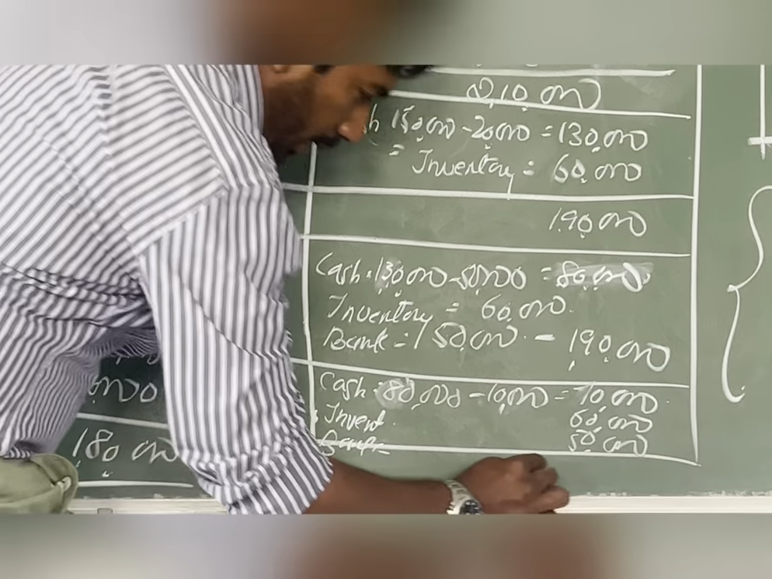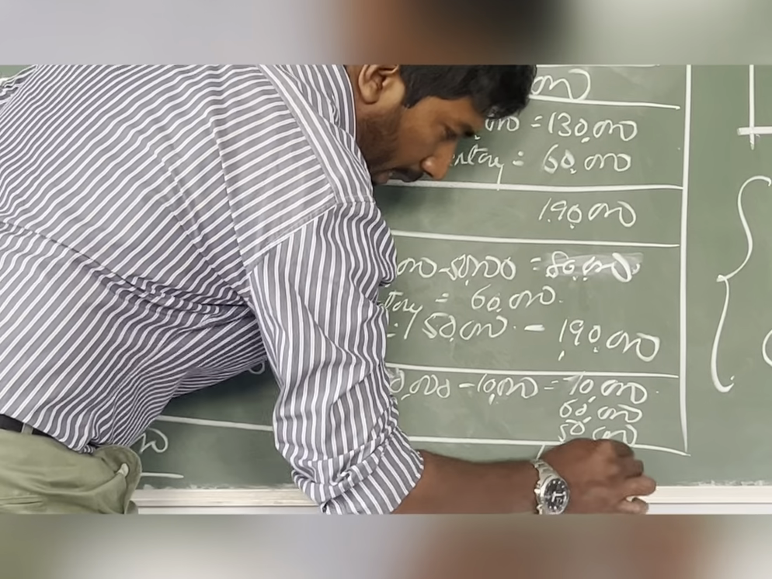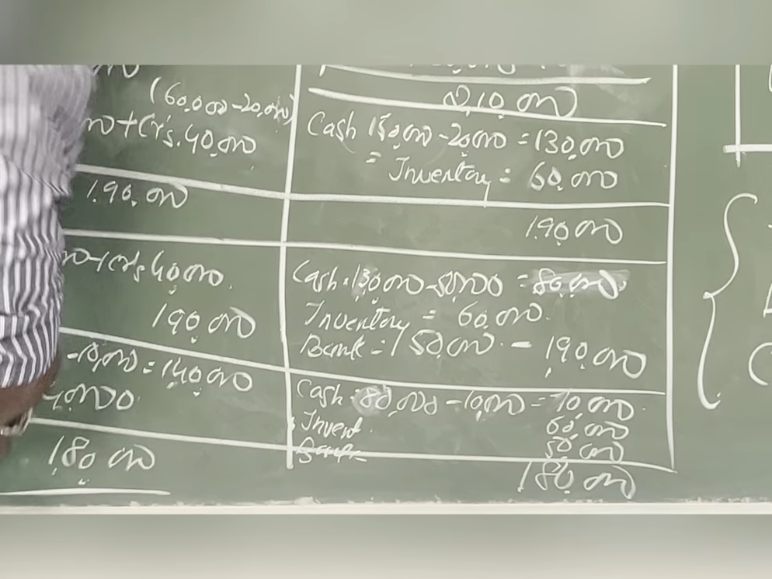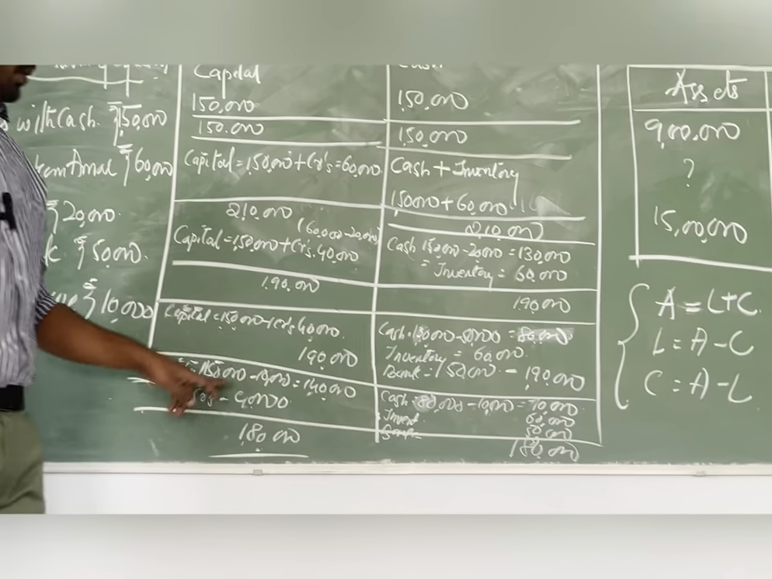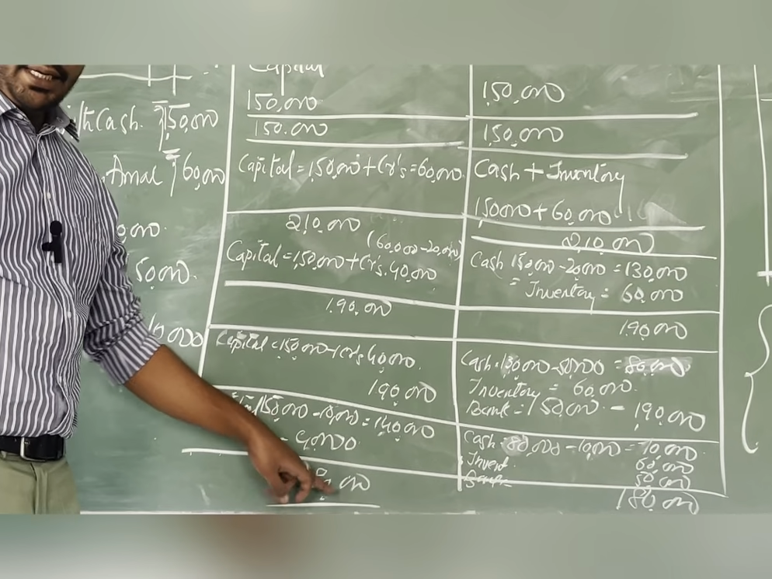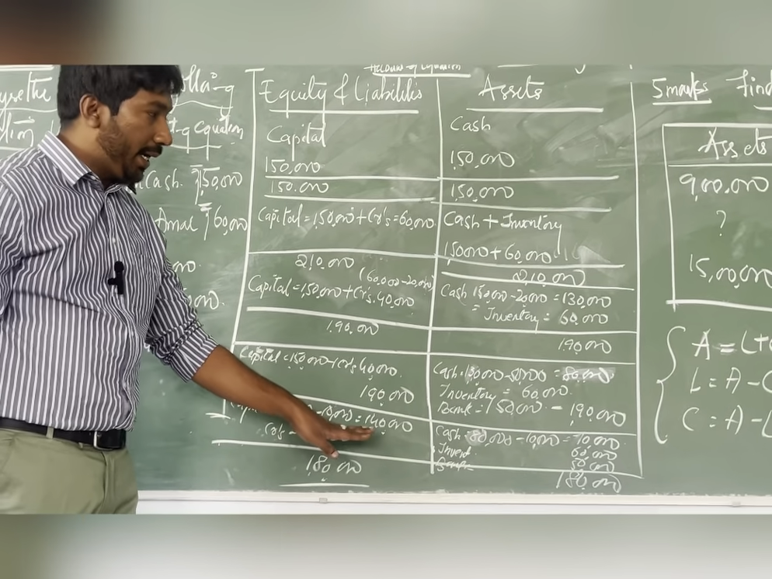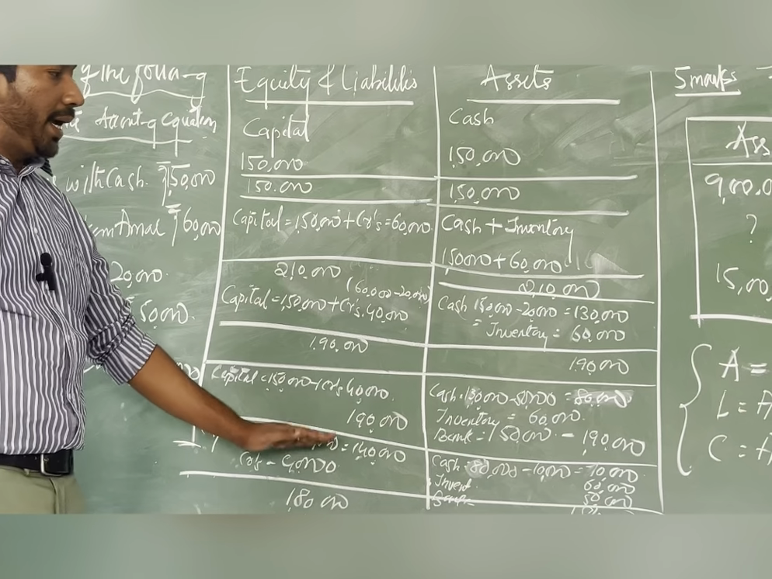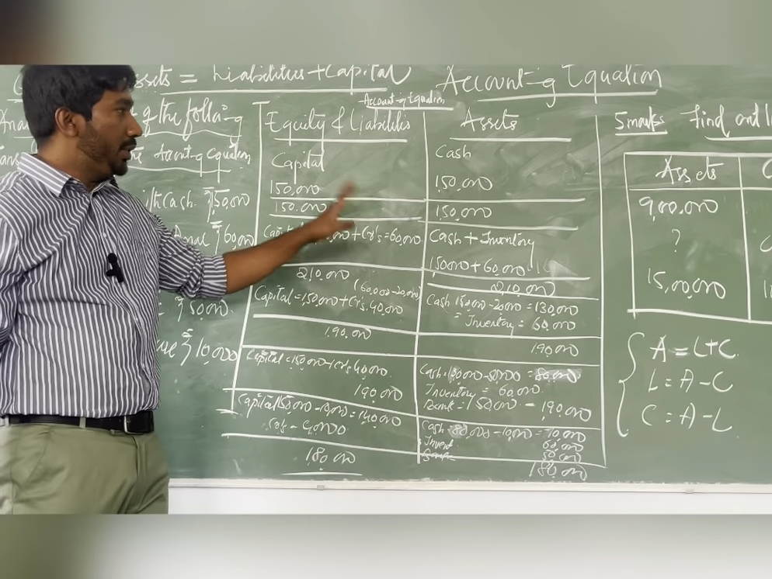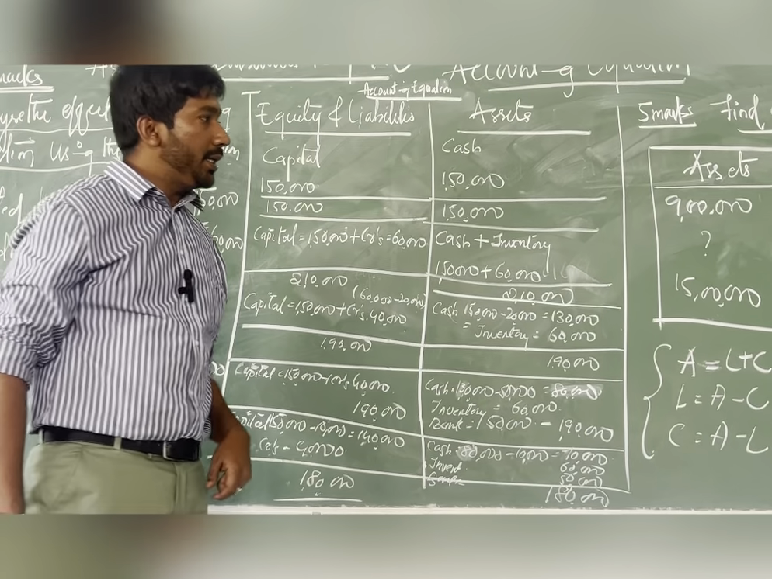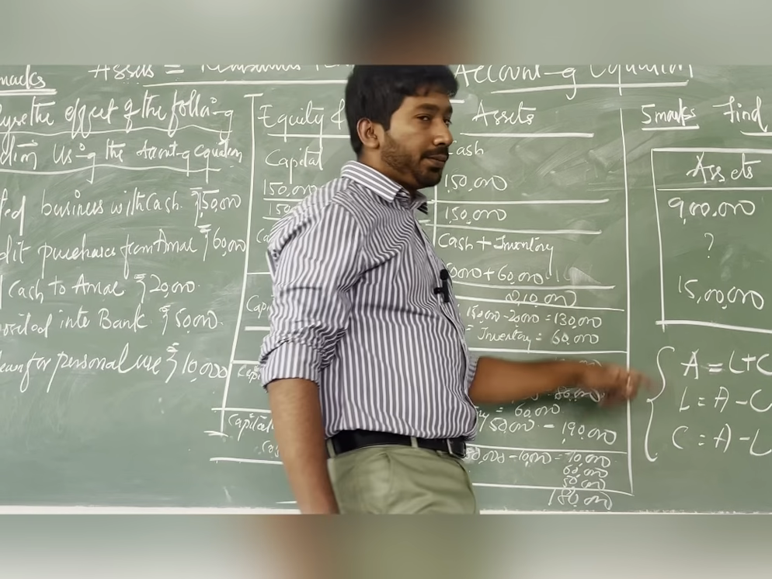So 1 lakh 80. Oh, successful. So both the sides are tallying, on both the sides we are getting 1 lakh 80. So hence the accounting equation is proved. Clear guys?